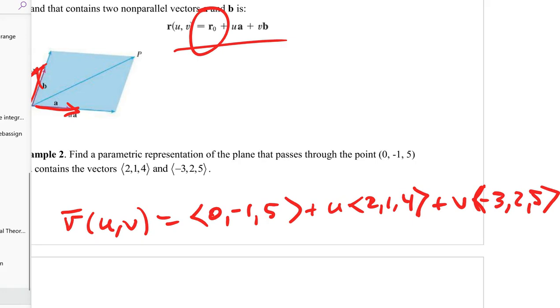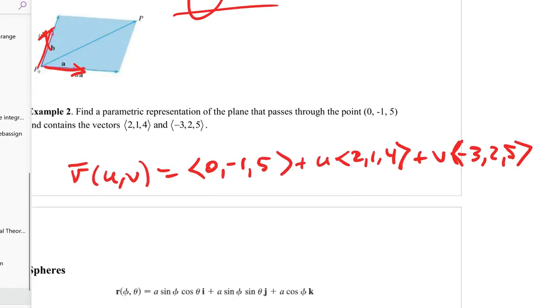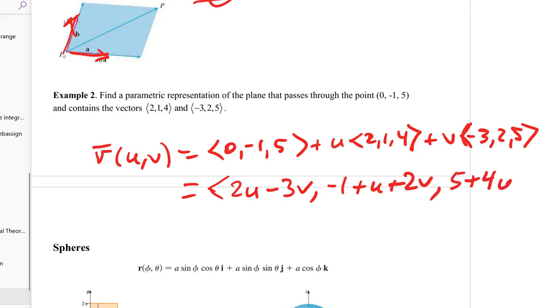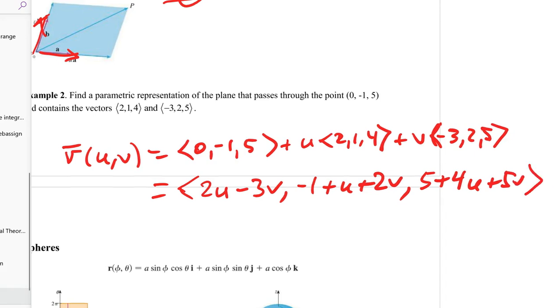All right, so in this case, you just add all this up. You would get 2u plus -3v, and then -1 plus u plus 2v, and then 5 plus 4u plus 5v, like that. And now that is your plane.